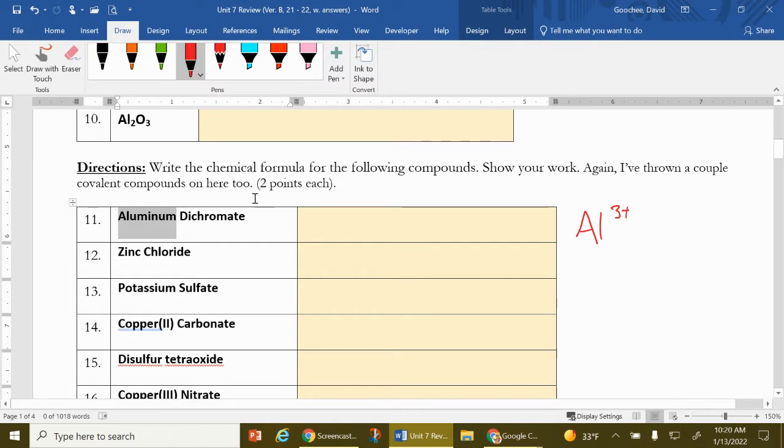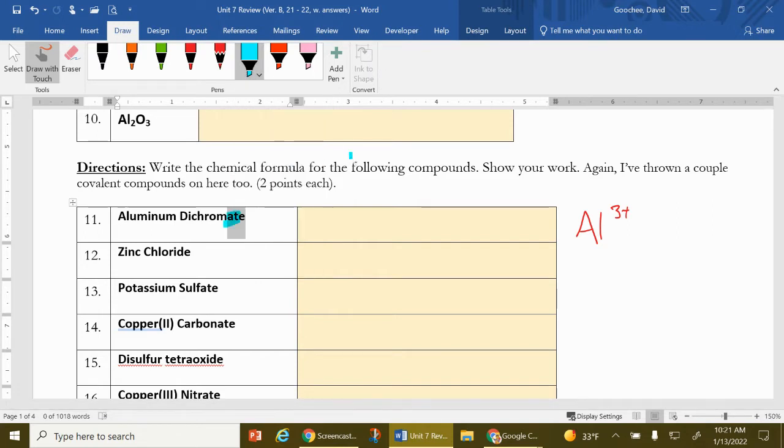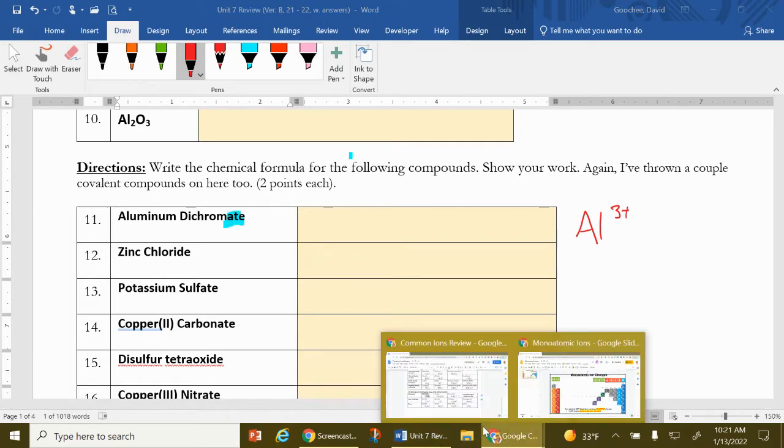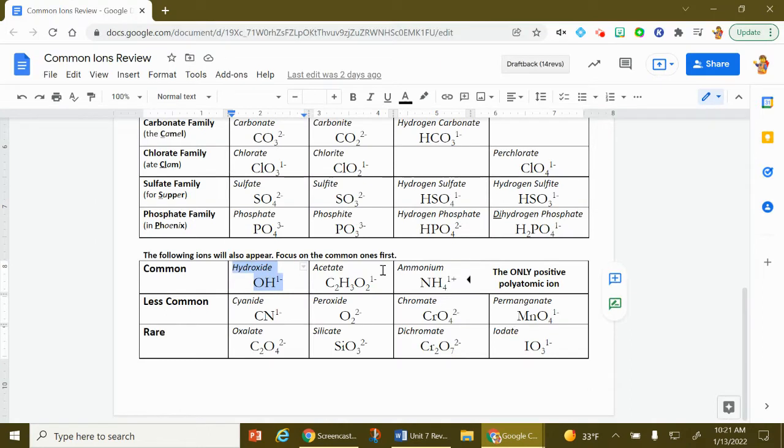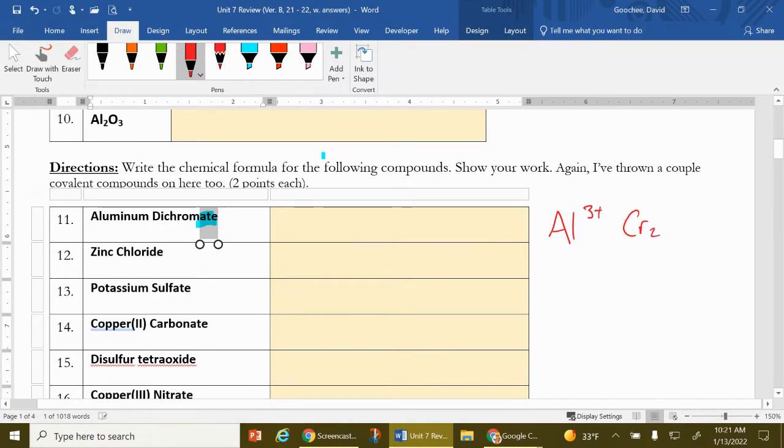All right. Next up is dichromate. Now that ATE ending tells me this thing is probably a polyatomic ion. So I'm going to go to my polyatomic ion list and try and find dichromate. All right, dichromate: Cr2O7 with a 2 minus charge. This is a rare polyatomic. You don't often encounter it. Again, I made this review harder than the test is going to be. So this is Cr2O7 with a 2 minus charge.